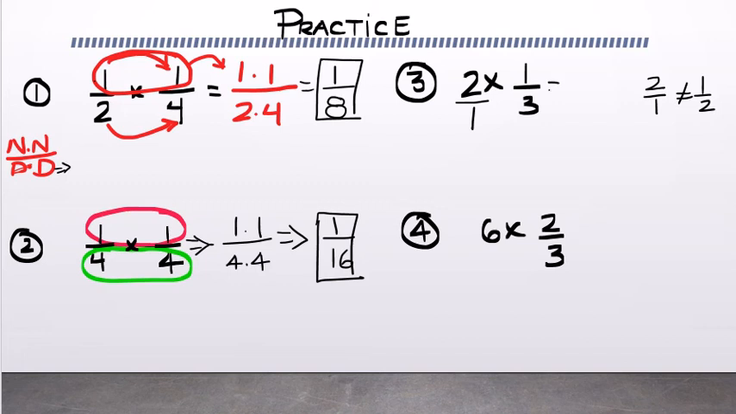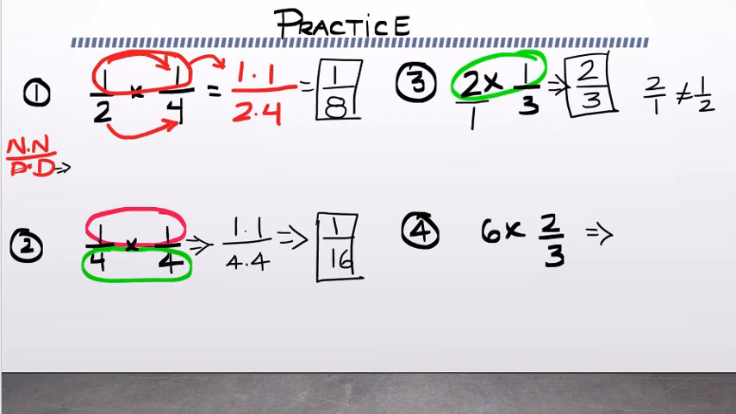Okay, so now when we multiply, how do we multiply the numerators? 2 times 1. I'm not going to write this step out. So 2 times 1 is 2. 1 times 3 is 3. That is your answer. Alright, let's do the next one.